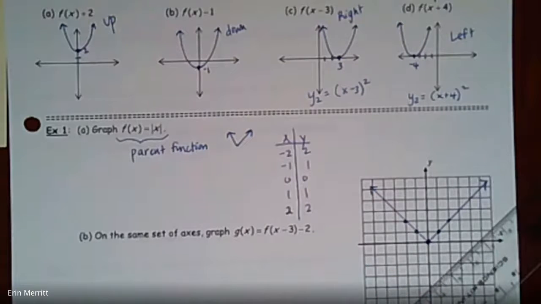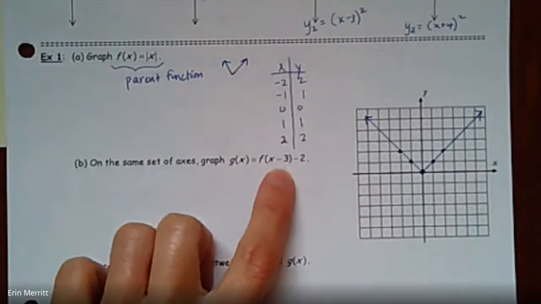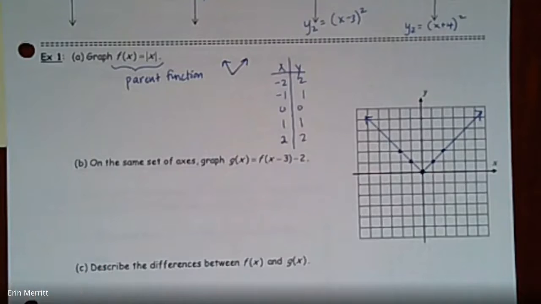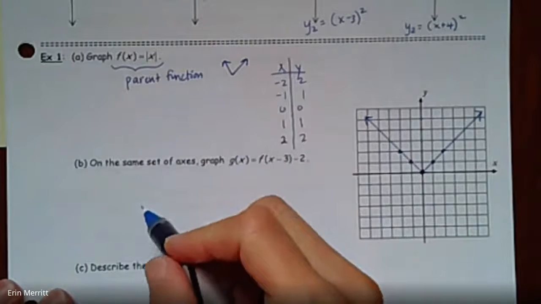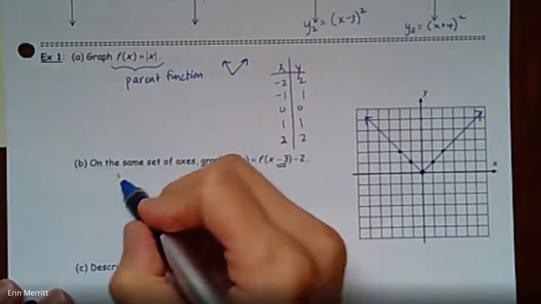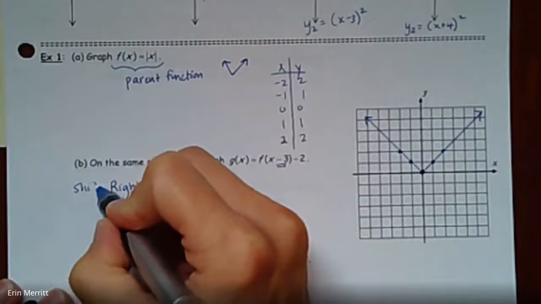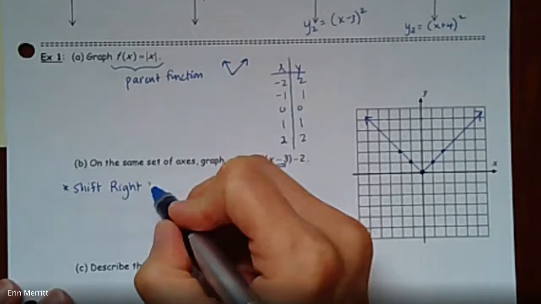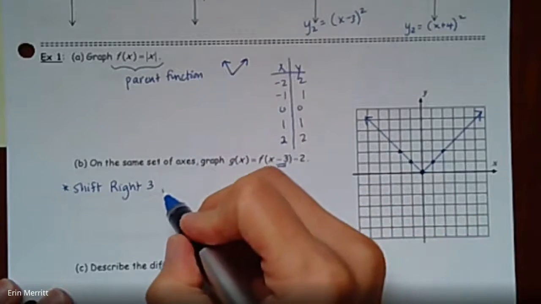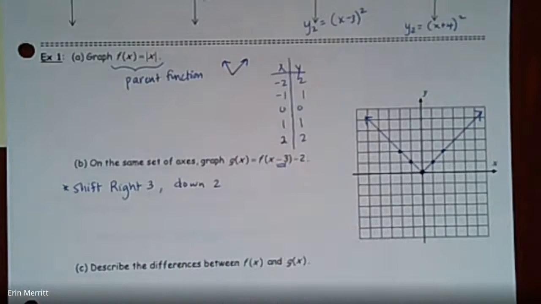All right. Now it asks you, on the same set of axes, graph f of x minus 3 and then minus 2. So I want you to first think about what translation this is. So looking at the rules up top, if you have a minus on the inside, that means we're shifting to the right 3. And you can say shift or translate here. And then on the outside, if you have a -2, that means you're going to be shifting down 2. So right 3, down 2.